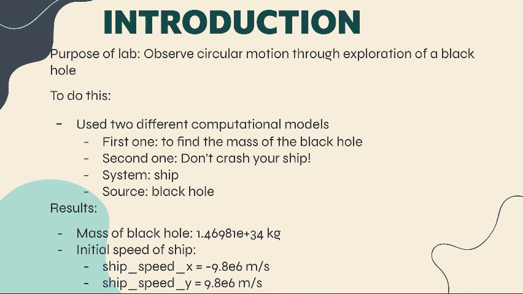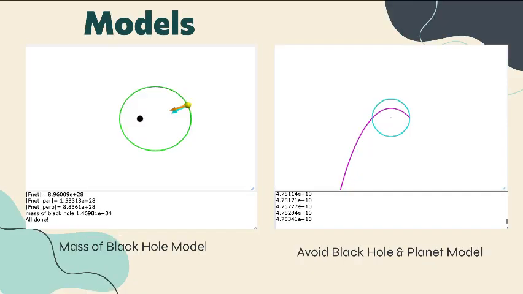And then the initial results: the mass of the black hole was 1.469 times 10 to the 34th kilograms, and the initial speed of the ship was negative 9.8 times 10 to the 6th meters per second in the x direction, and for the y direction was positive 9.8 times 10 to the 6th. And then we'll hop into the models.